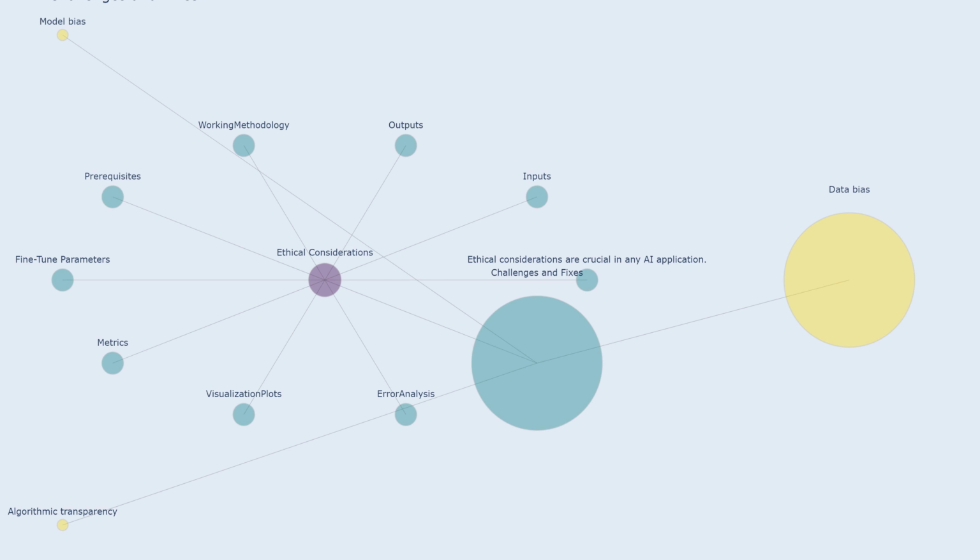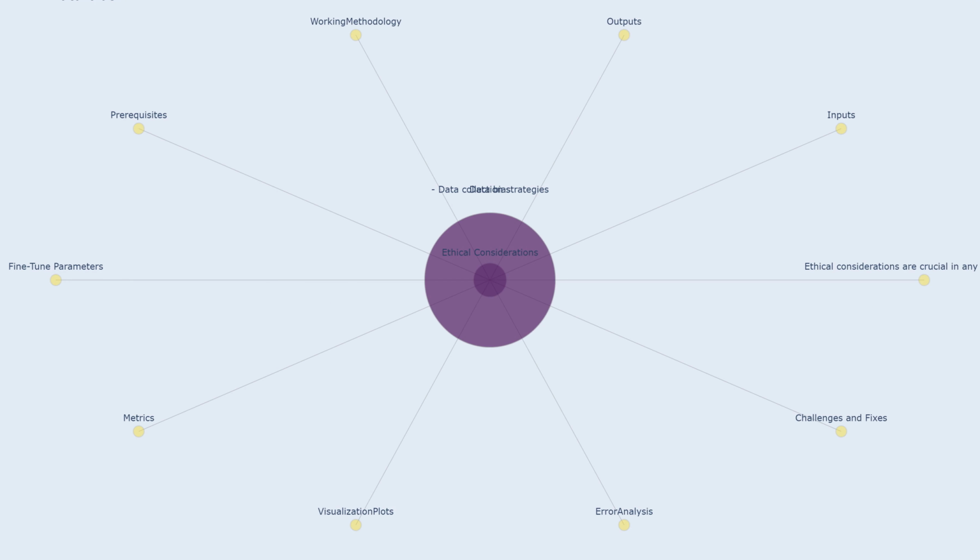Data bias. Data bias occurs when the data used to train AI models contains systematic errors or biases that reflect existing societal inequalities. This can lead to AI systems that perpetuate these inequalities, making unfair or discriminatory predictions.